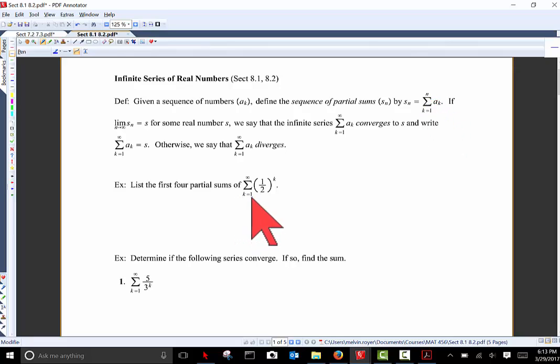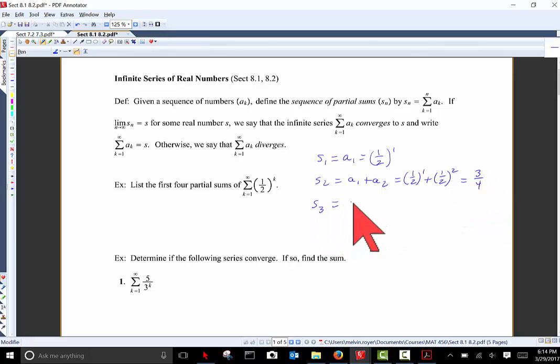Let's look at an example. Here's an infinite series formed this way, and if I start forming the sequence of partial sums, S1 is just a1. Here the sequence a_n is 1/2 to the n, or if I'm using the variable k, this is 1/2 to the first power. Whereas S2 is a1 plus a2, so that's 1/2 to the first plus 1/2 squared, and that's 3/4.